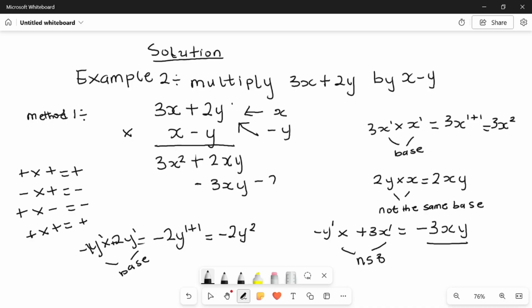Minus what? 2y square. So our final answer will be, you bring it down, 3x square plus, because you're adding both of them. There's a 0 here, so it will be 3x square. Here we have plus 2x minus 3xy.